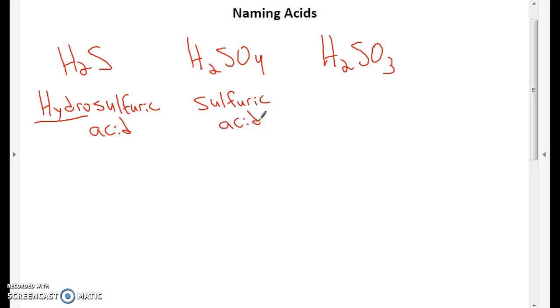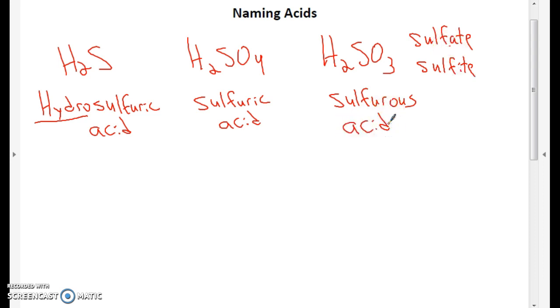All right, H2SO3, another polyatomic ion, so we do not have hydro in the name. SO3 is sulfite, so this becomes sulfurous. Again, they put the UR back in there, because you're going from things like sulfate and sulfite, where they drop the UR to get these names. Well, now they're putting it back in for the acid, so you get sulfurous acid.